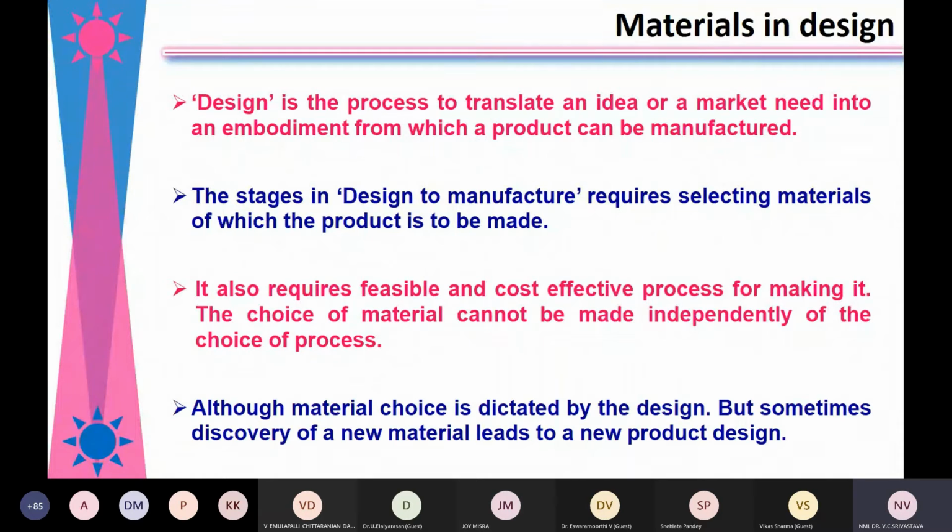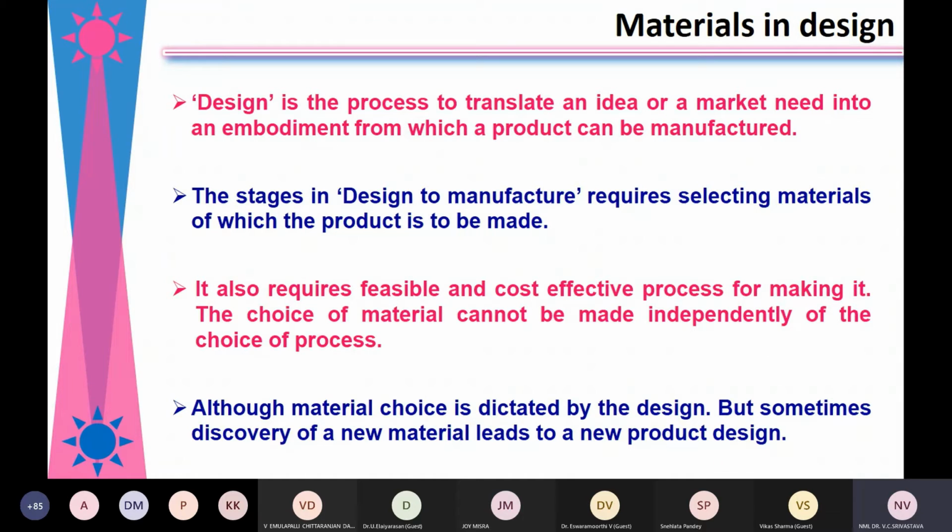Although material choice is dictated by the design, sometimes the discovery of a new material leads to a new product design. And this is what we were just saying, that if there is a requirement of a product withstanding high temperature, and a high entropy alloy can give very high stability at high temperature, then that can be used in that area. So you can find some new product design based on a new alloy developed in high entropy alloys.